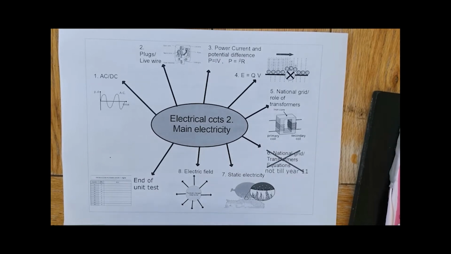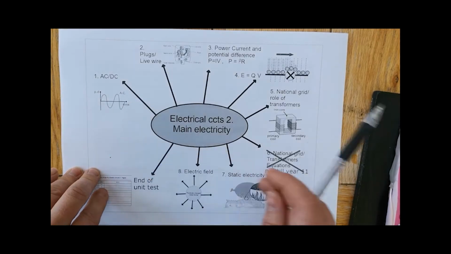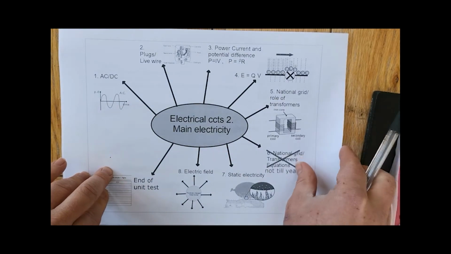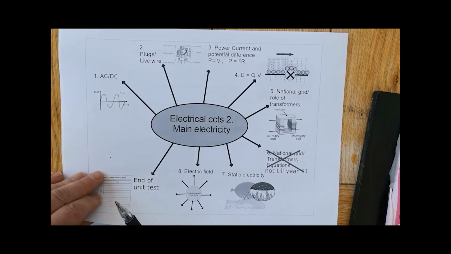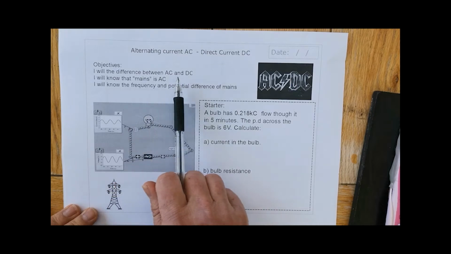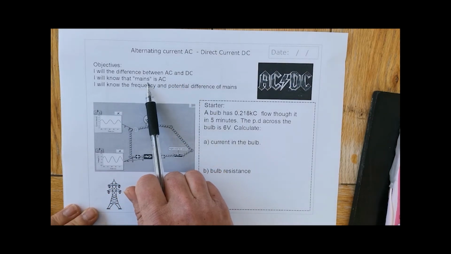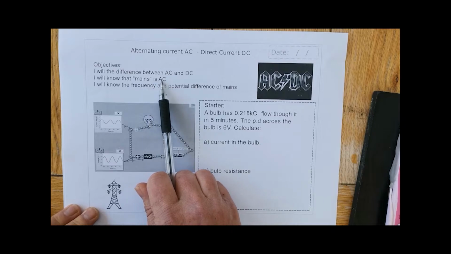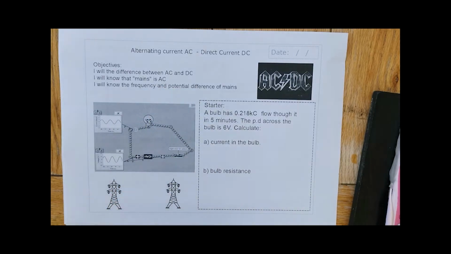Okay, here is today's lesson, and today we're doing about AC and DC. It's the start of what I call Electrical Circuits 2, mains electricity. So in today's lesson we'll be looking at the difference between AC and DC. Know that what we call mains is AC, and know the frequency and potential difference of mains.